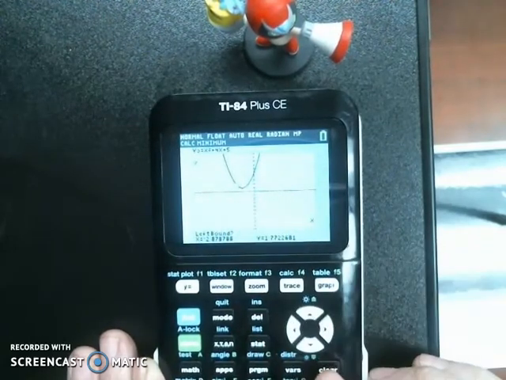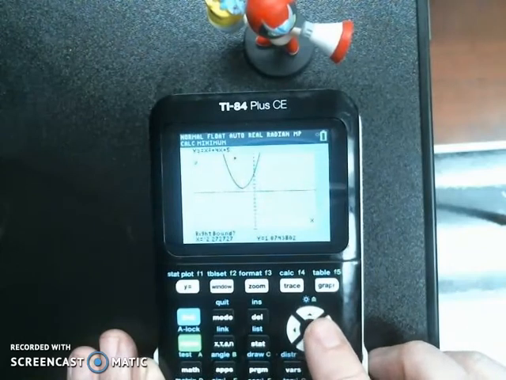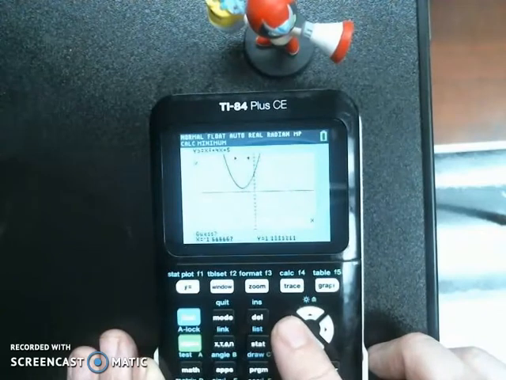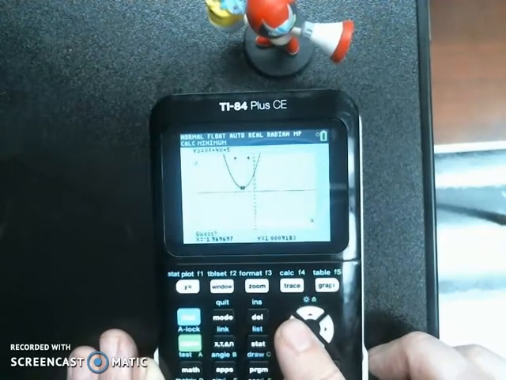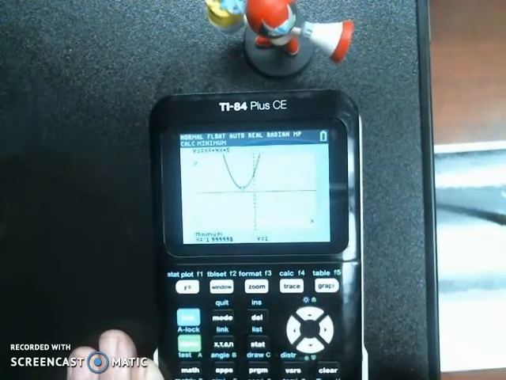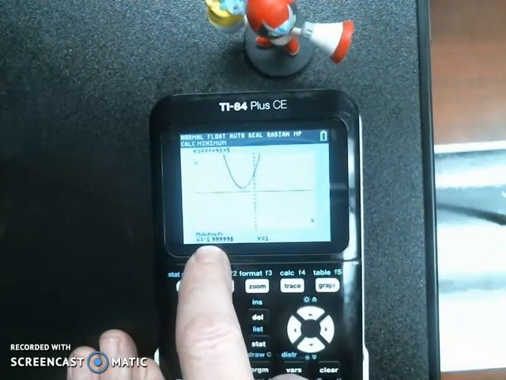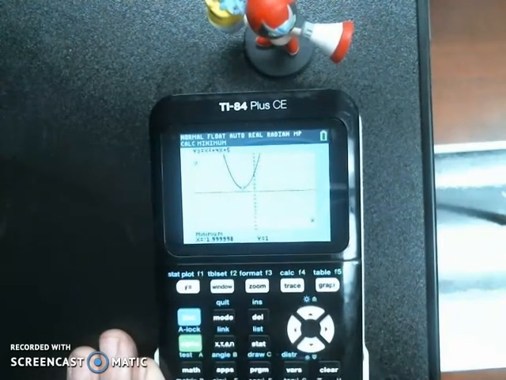So I'm going to move my cursor a little bit to the left and hit enter. Use my arrows, go a little bit around the corner to the right, and then I'm going to guess that the vertex is right about there. And it tells me that the minimum is actually, looks like it's negative 2 and 1.